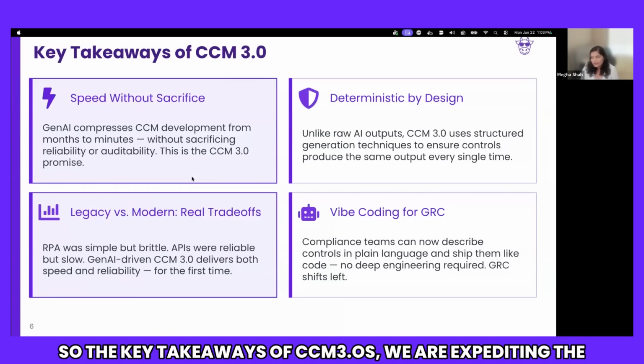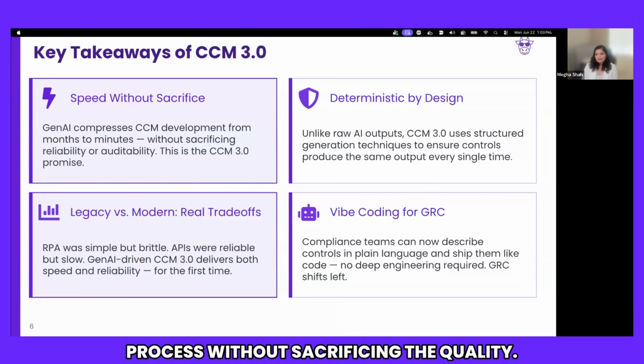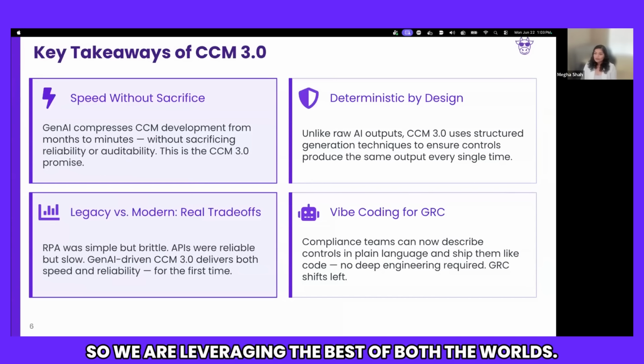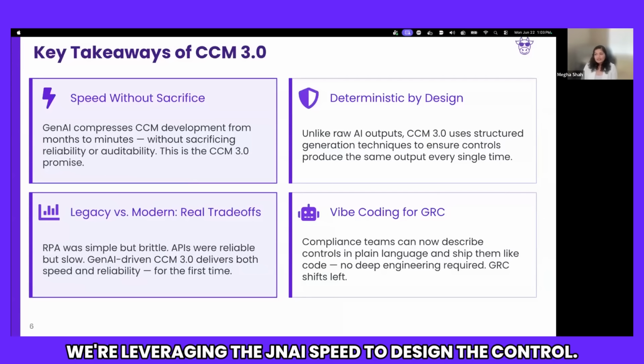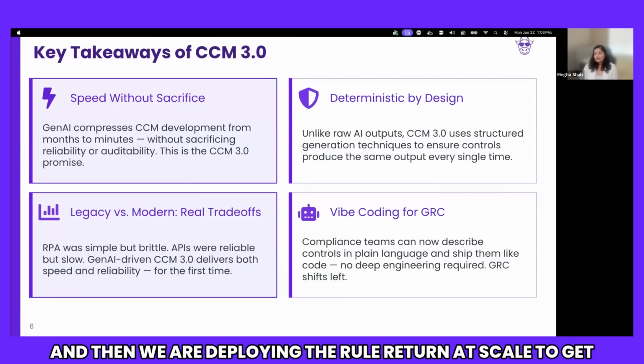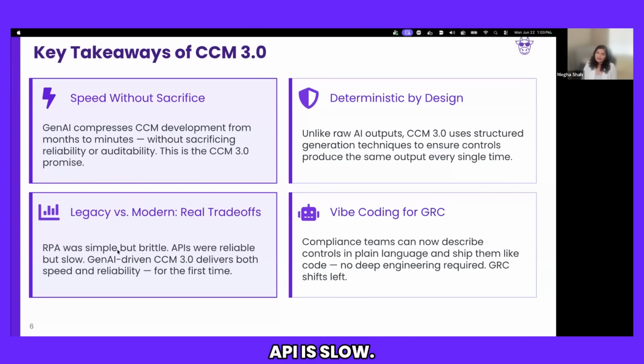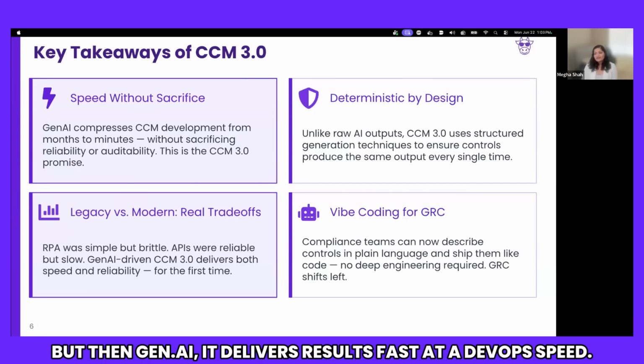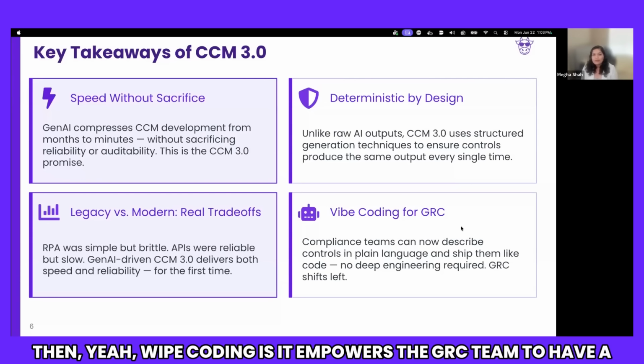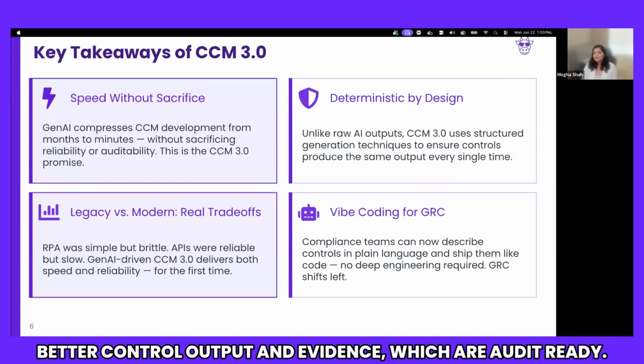So the key takeaway of CCM 3.0 is we are expediting the process without sacrificing the quality. So we are leveraging the best of both worlds. We're leveraging the GenAI speed to design the control, and then we are deploying the rule written at scale to get deterministic output every single time. Now, RPA was simple but brittle. API is slow, but GenAI delivers results fast at DevOps speed. Then vibe coding empowers the GRC team to have better control output and evidence, which are audit ready.